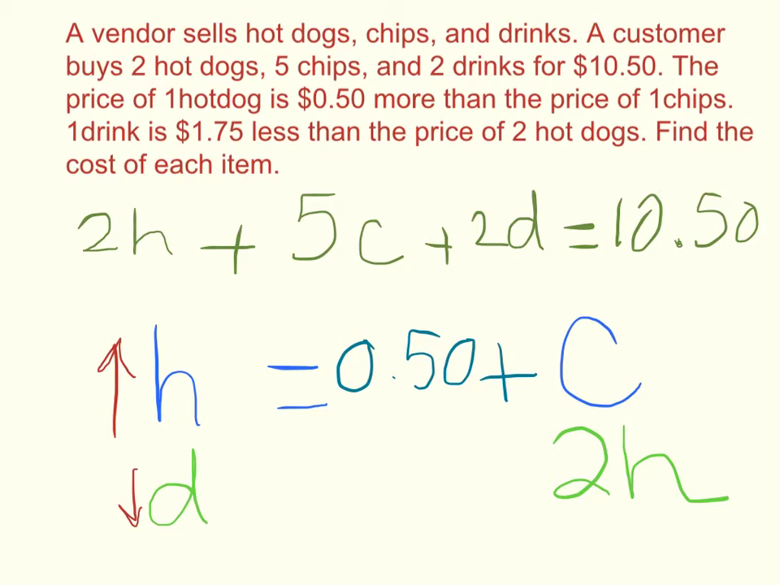So don't do it fast and write D minus 1.75, because it says 1 drink is 1.75 less. I want you to think about it a little bit. 1 drink is 1.75 less. It's already minus 1.75 from the price of the 2 hot dogs. That's already the case. Now my situation is I want to make them equal. So to make them equal, either you subtract the $1.75 from the 2 hot dogs so that the prices are equivalent, or you can add the $1.75 to the drink price.